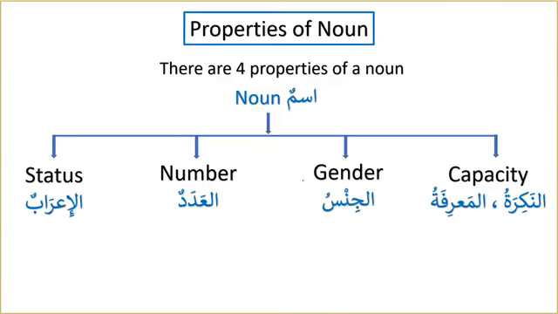In order to be able to understand the noun, we have to understand the properties of the noun. And as we can see over here, there are four properties of a noun. So it is very, very important for us to know the properties of the noun. And inshallah, it's just the beginning.